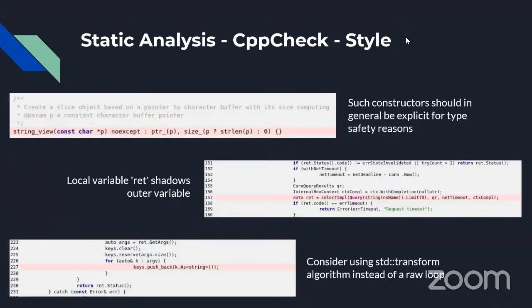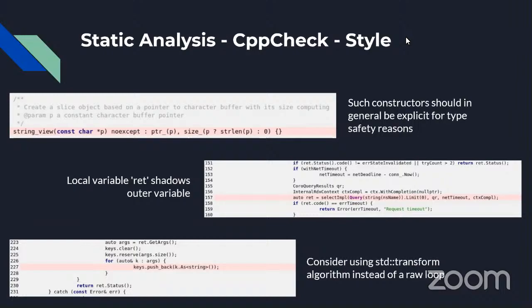These are examples of the issues that CppCheck found and that we decided could be included here because they're reasonable. The first one would be non-explicit constructors with just one argument, then local variables that shadow the outer variables, and some styling things that could be done in a better way using newer standards, such as, for example, std::transform instead of using a loop.